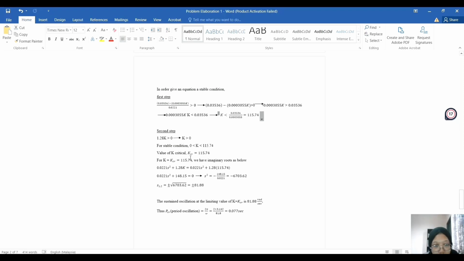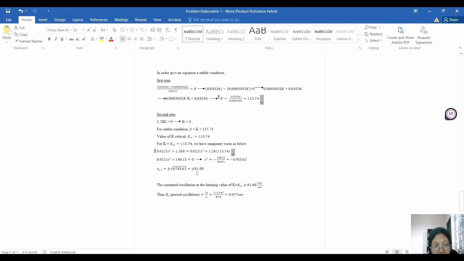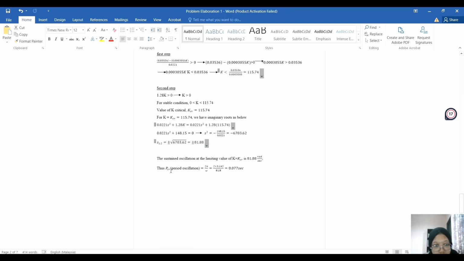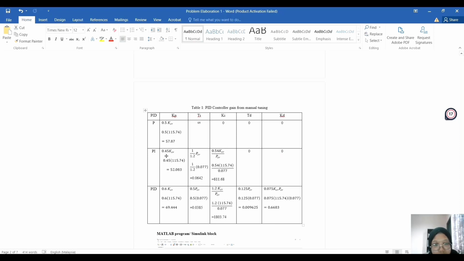So the critical K is 115.74. For the roots we get 81.88. Then we get Pcr. The period of oscillation we get is 0.077 second. So this is for the PID controller gain from manual tuning, 7.1.